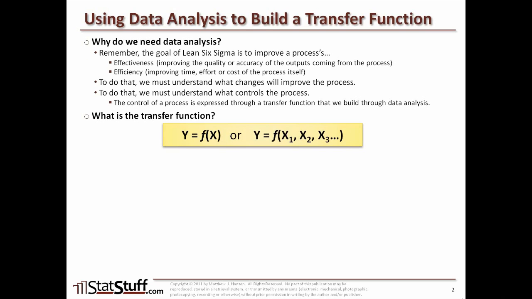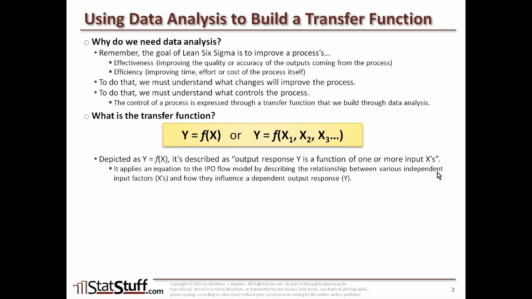This is how we might formally define it. It's y equals f of x, or we might say y is a function of x, or y is a result of a function of multiple x's, x1, x2, and x3, and so on. So we depict it as y equals f of x, and describe it as the output response y is a function of one or more input x's. It applies that an equation of the IPO flow model can be described in this relationship between various independent factors, what we're calling x's, and how those factors influence a dependent output response, what we're calling y.